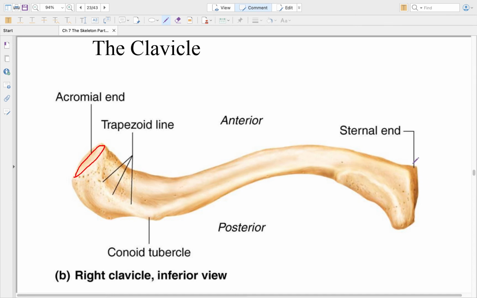Okay, we can see the acromial end and the sternal end even better, and we can see more. We can see where the traps connect. There's 3 locations where the trapezoid muscle connects. And then we see this protrusion called the conoid tubercle.